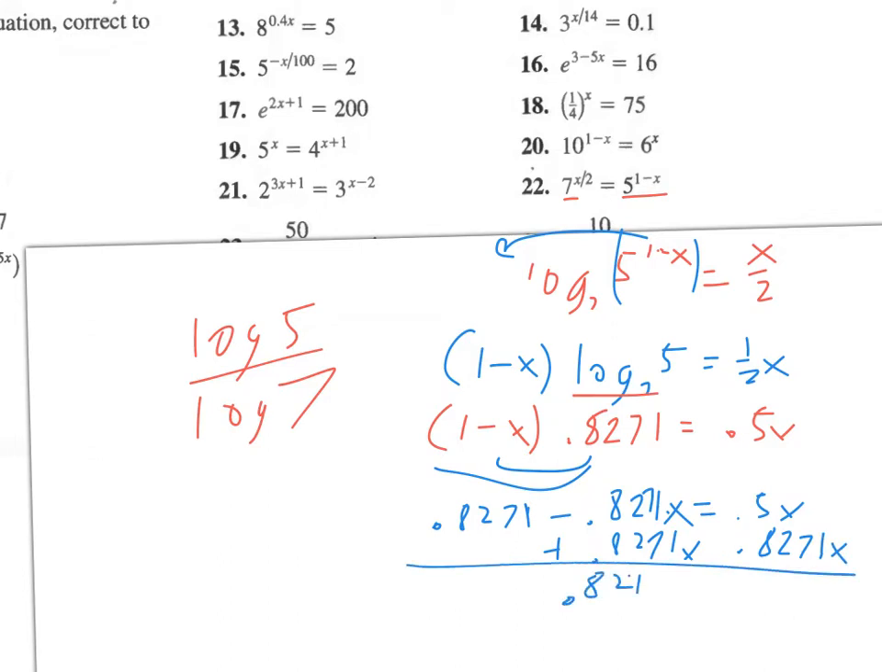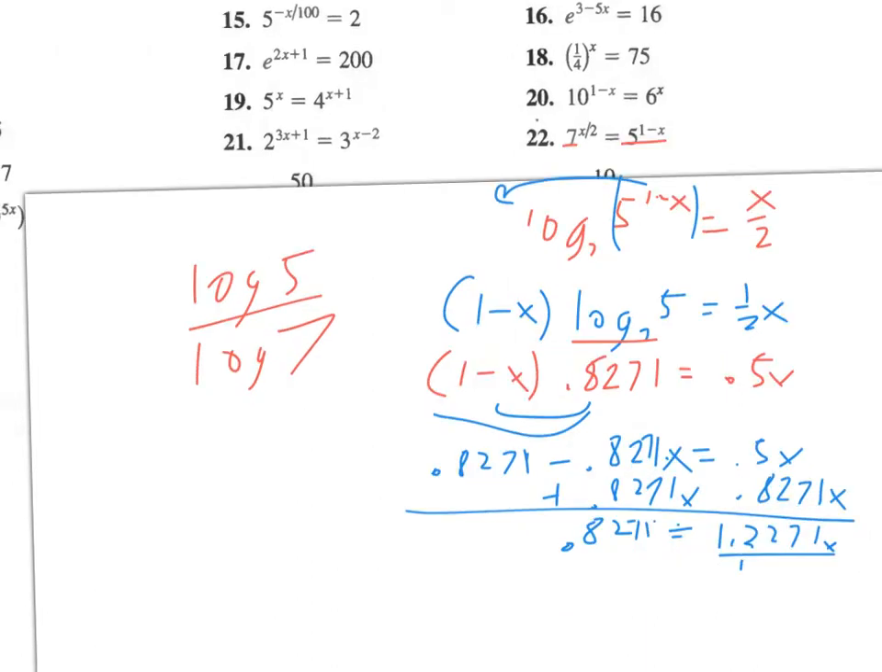So now we get 0.8271 equals, let's see, if we add these up, we get 1.3271x. So then I'll just divide by 1.3271 on both sides.